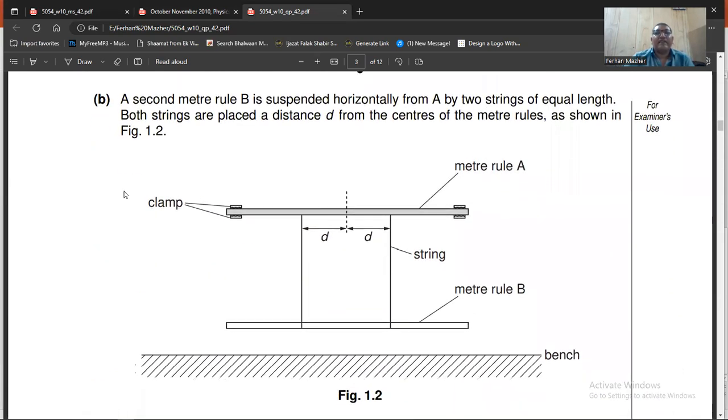Then it says a second meter rule B is suspended vertically from A by 2 strings of equal length. Both strings are placed at a distance D from the center of the meter rules as shown in figure 1.2. So this is the center of the meter rule A, and here we have 2 strings. By these 2 strings, this meter rule B is hung from the meter rule A. So this is meter rule B, this is meter rule A. These are 2 strings, and from the center, their distance is the same.